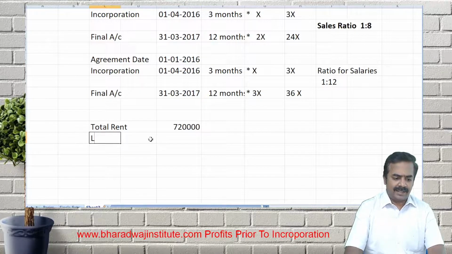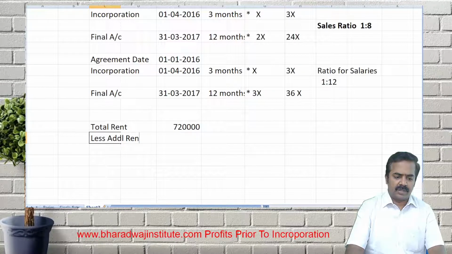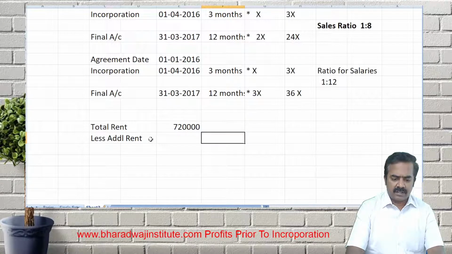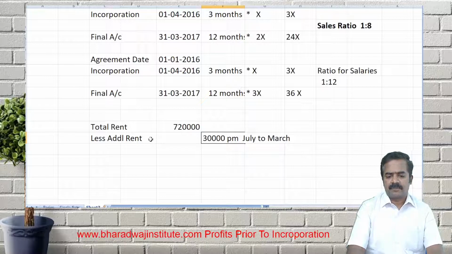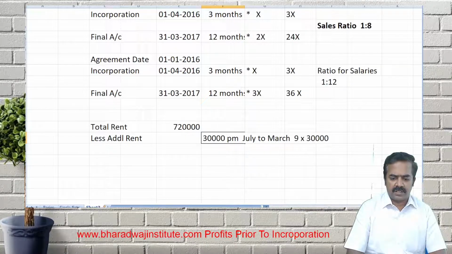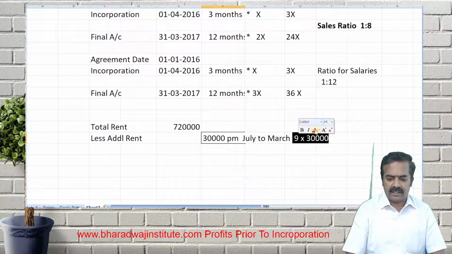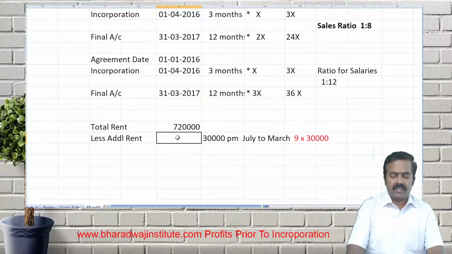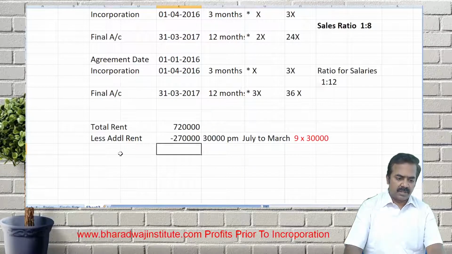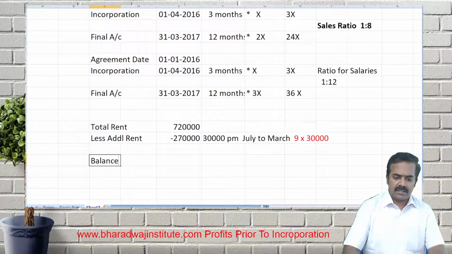7,20,000 less additional rent. What is additional rent? 30,000 per month. It is paid from what date? July to March. July to March, how many months? 9 months. 9 into 30,000 is the additional rent that is paid. 9 into 30,000 how much? 2,70,000 over. So balance rent, wait.